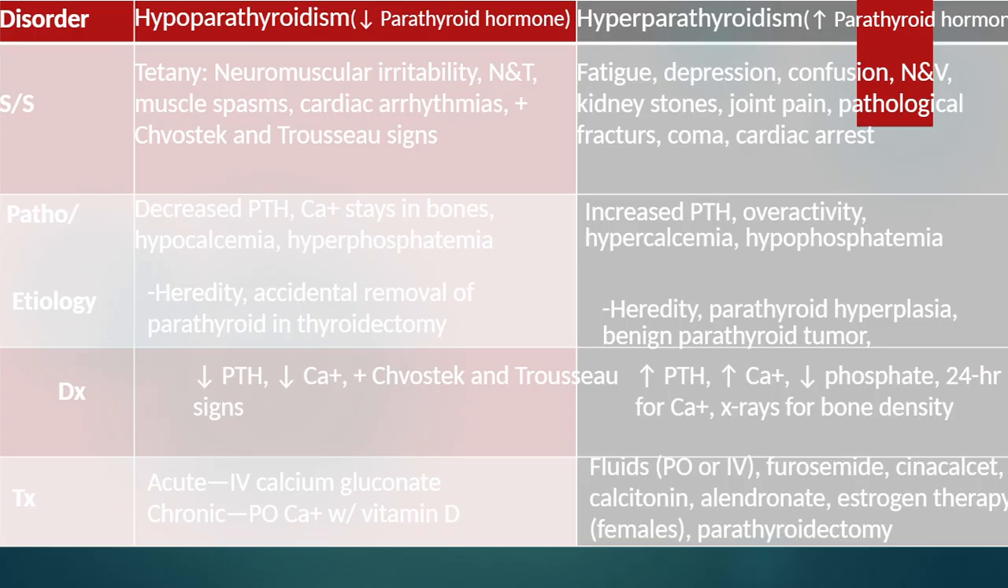When the blood calcium level drops, the parathyroid glands release parathyroid hormone, which signals the bones to release stored calcium, the intestines to absorb more calcium from the diet, and the kidneys to hold on to calcium rather than excreting it. Because calcium is so important for nerve conduction, muscle contraction, and heart function, any disruption in parathyroid hormone production has significant effects throughout the body.